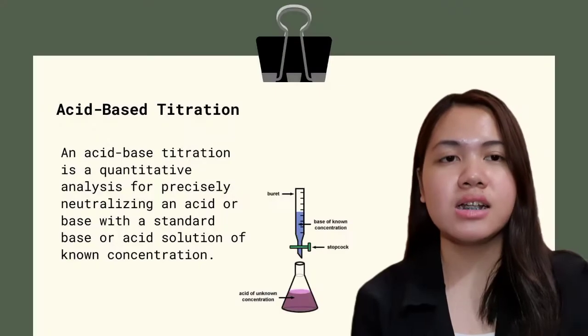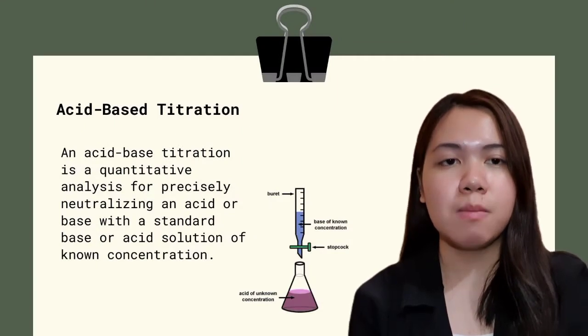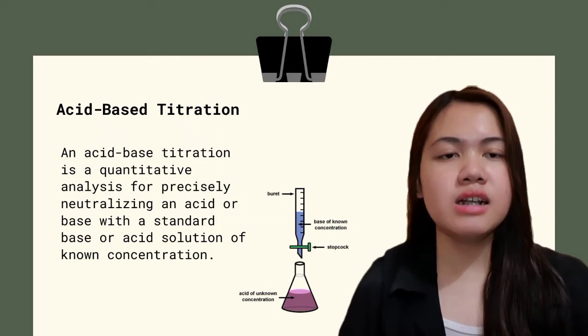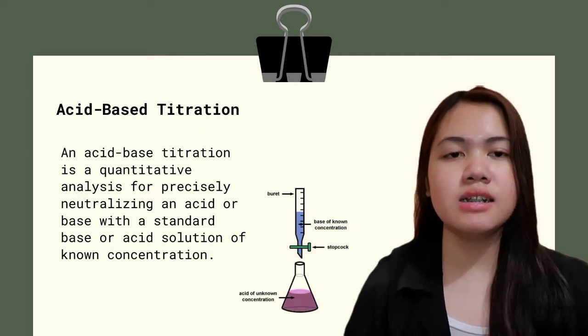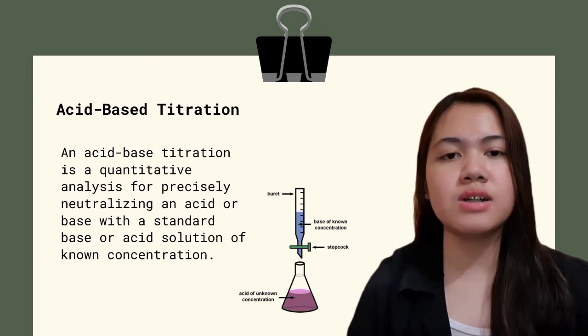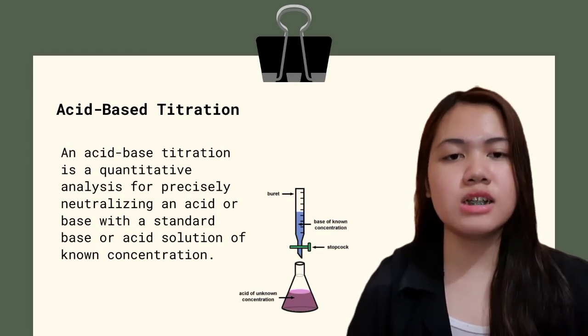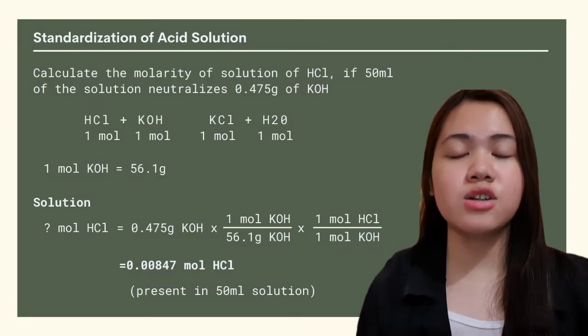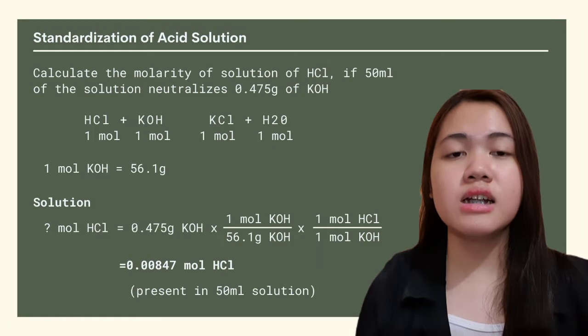Good day, I'm Alessandra Uson, and I'm going to talk about the calculations for acid-base titrations. An acid-base titration is a quantitative analysis for precisely neutralizing an acid or base with a standard base or acid solution of known concentration. So, we are going to do first the standardization of acid solution and the standardization of base solution later.